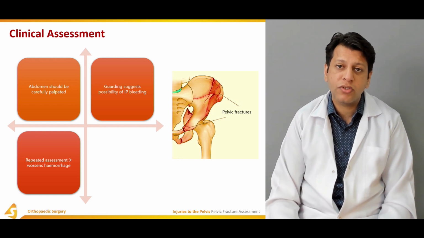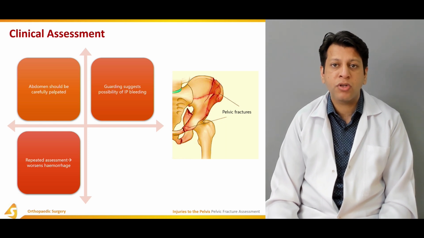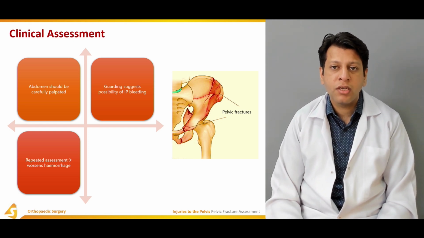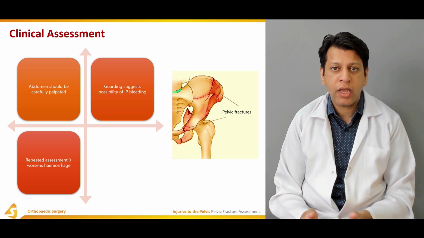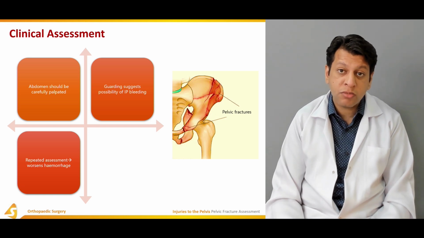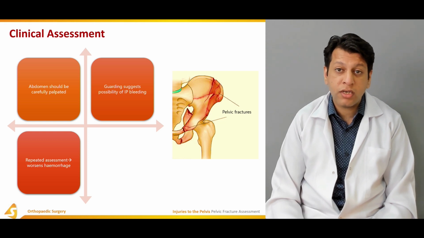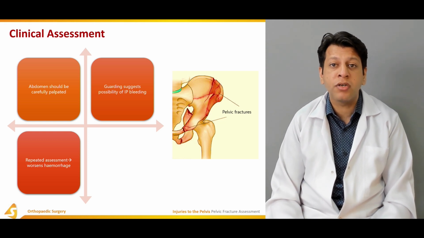How should we assess? First, to assess whether there is associated sacroiliac disruption or pelvic ring disruption, the examiner puts both hands over the anterior superior iliac spine and presses them downwards. If there is increased movement over there, this means that the sacroiliac joint is definitely disrupted, because usually at these joints there is very little movement.